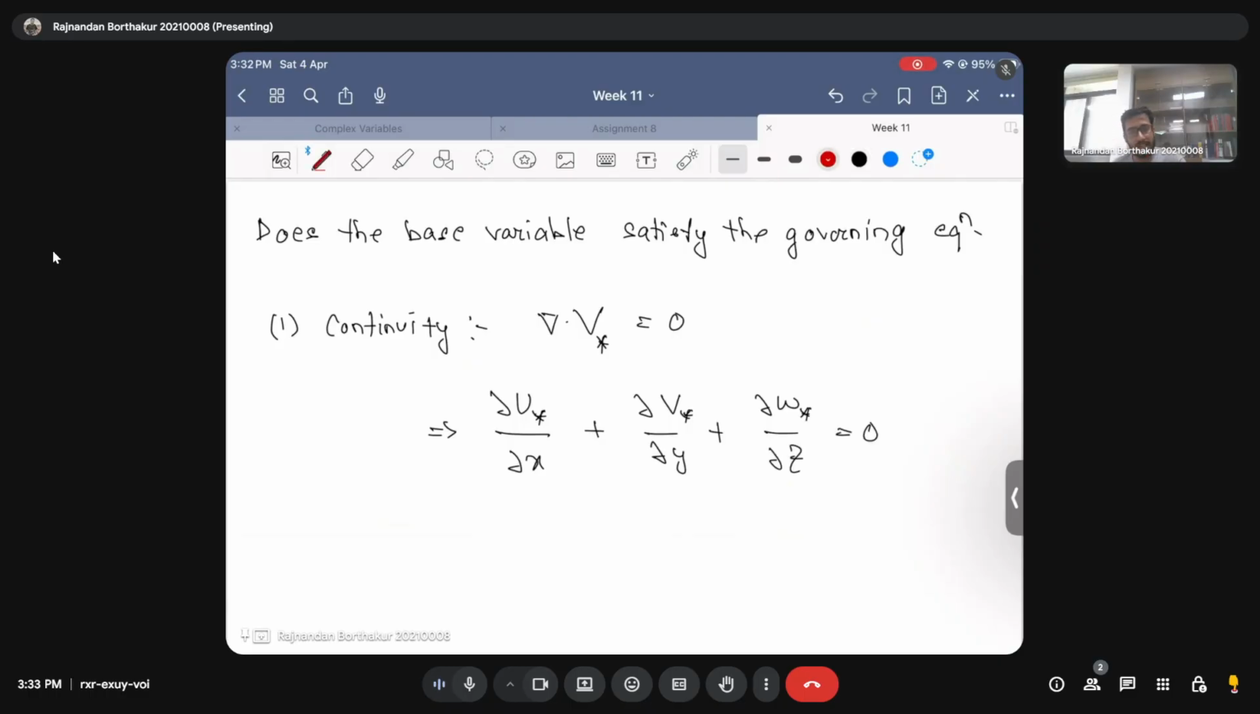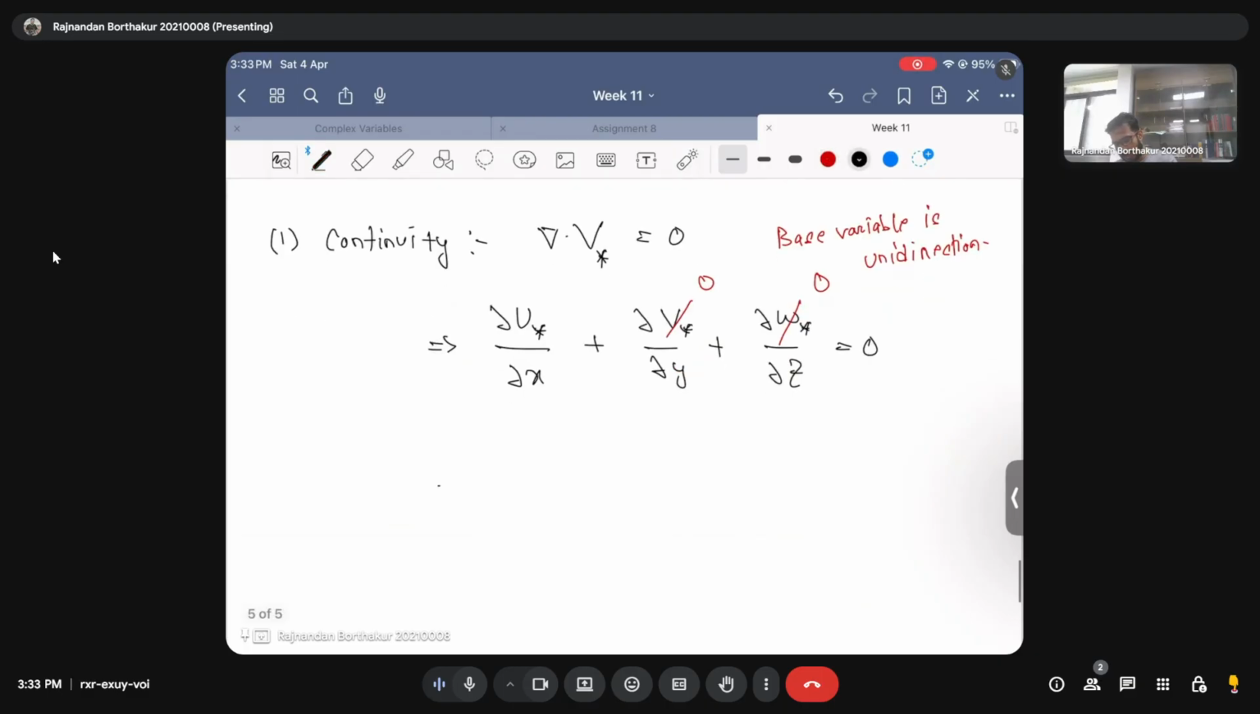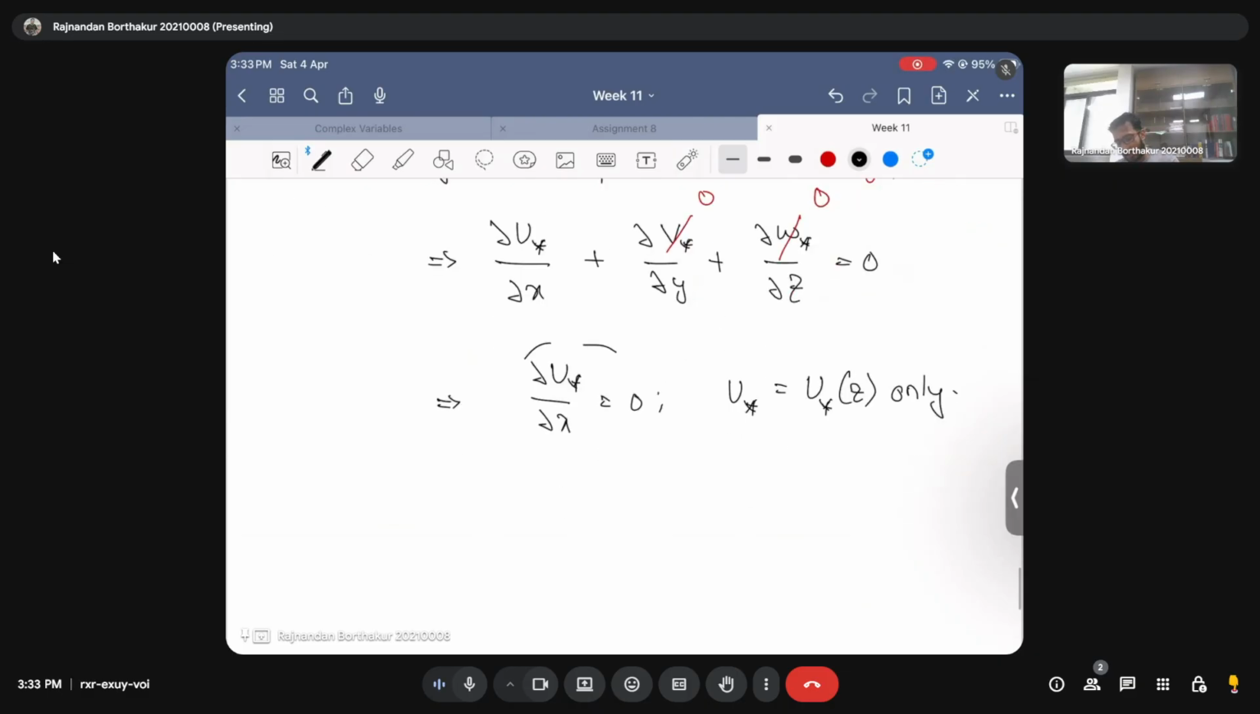But we know that the base variable is unidirectional, which means that V star is just equal to 0 and W star is just equal to 0. Why? Because the base variable is unidirectional, which then means that my del U star by del X is equal to 0, and this is indeed the case because we already saw that U star is just a function of Z only. So this condition that del U star by del X is equal to 0 is trivially satisfied.